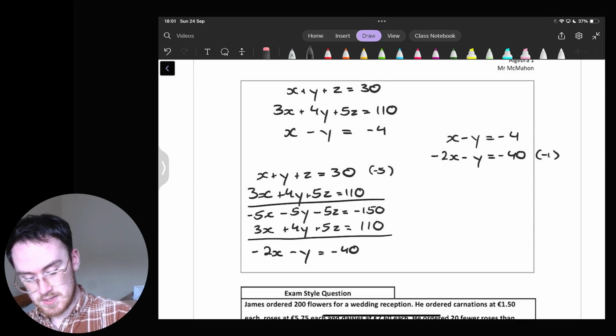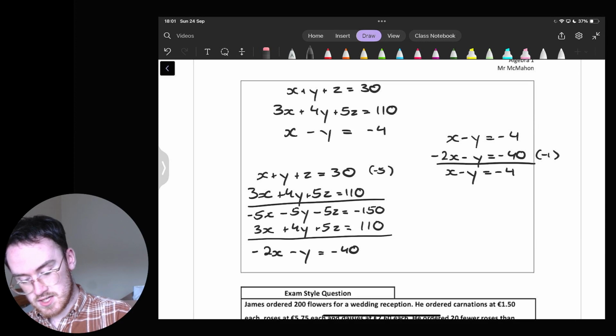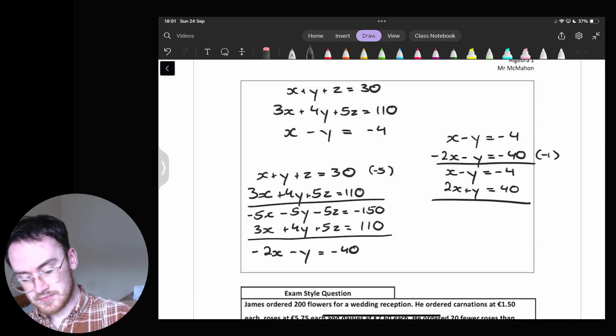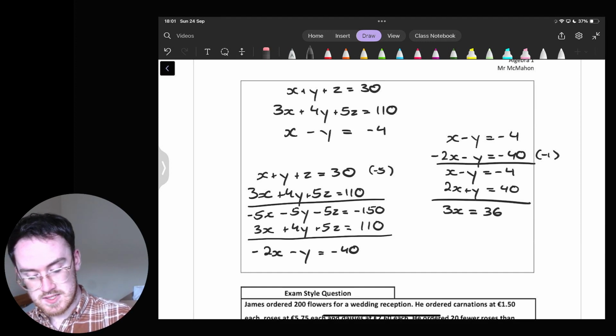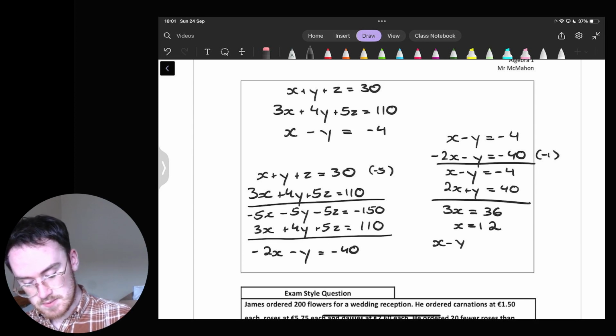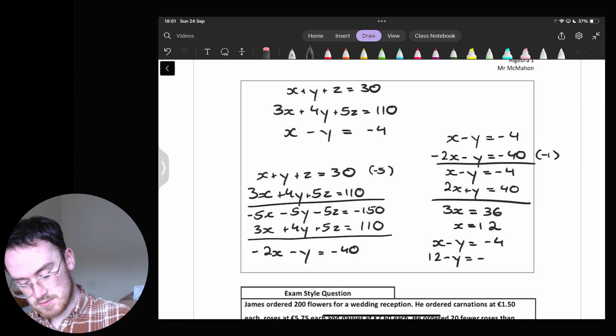Let's multiply this one by minus 1. No harm to just get rid of the minuses altogether. So 2x plus y equals 40. And I'm going to get that 3x is equal to 36, which would mean that x is equal to 12. We know that x minus y is minus 4, so 12 minus y is minus 4.